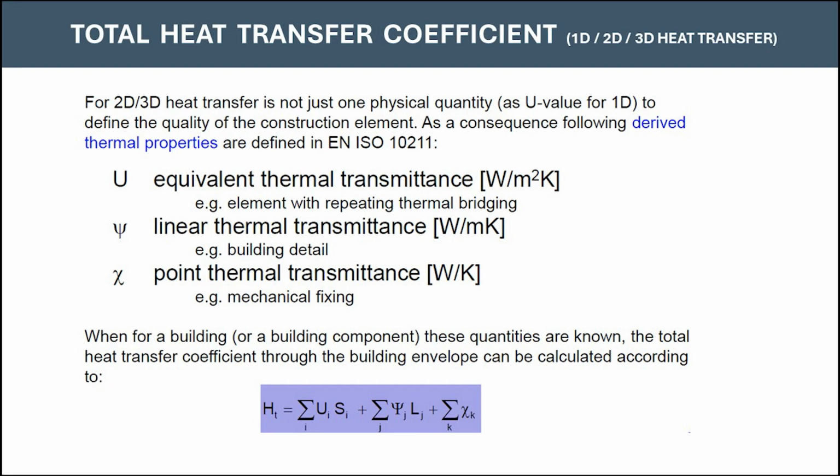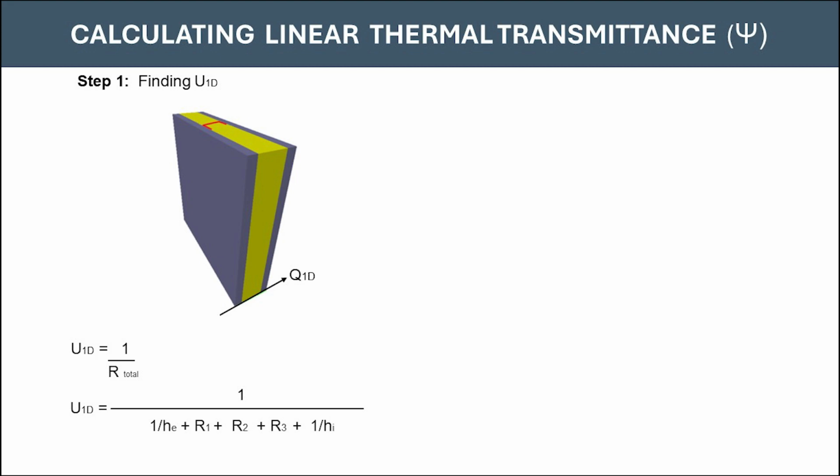For complex systems, where there are repeating thermal bridges, we calculate the equivalent U value for a module, which takes into account thermal bridges within the module, and then add up the impact due to linear thermal bridges and point thermal bridges between different modules. Using a similar calculation done for equivalent U value, we can calculate the total heat transfer coefficient for the entire component consisting of various modules.